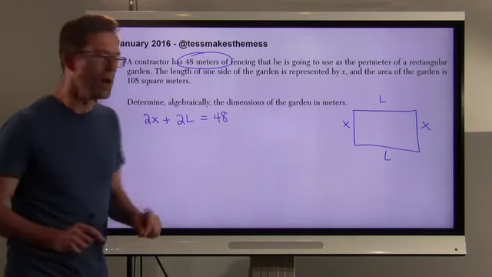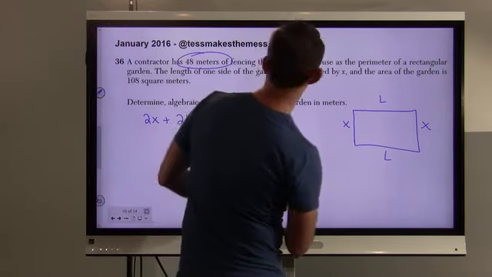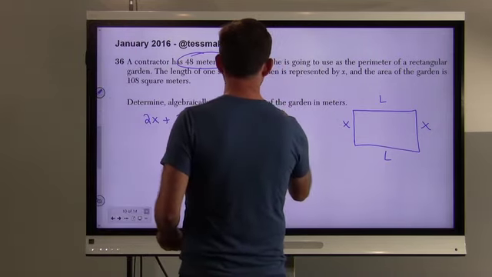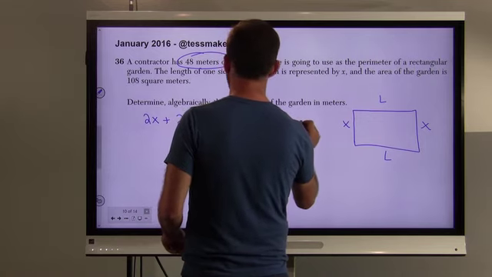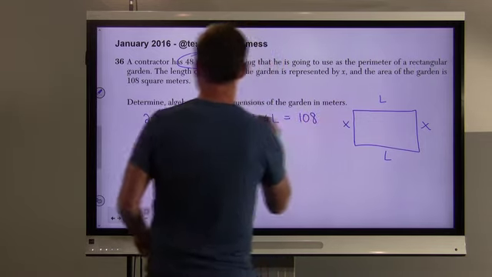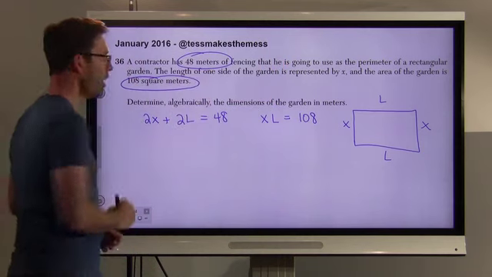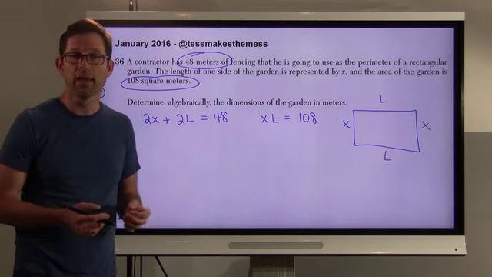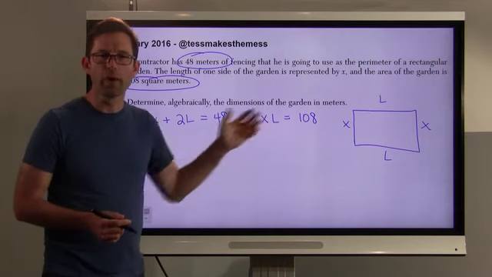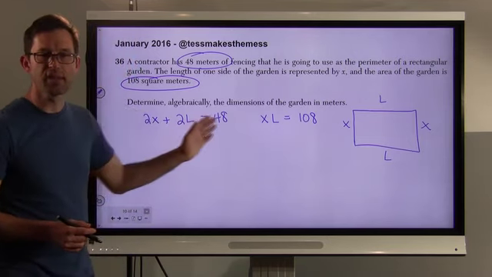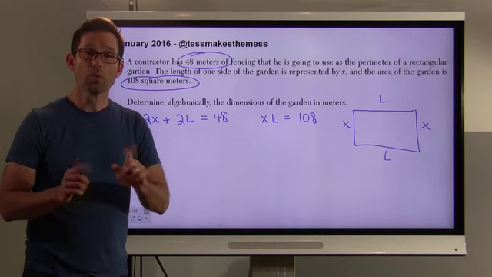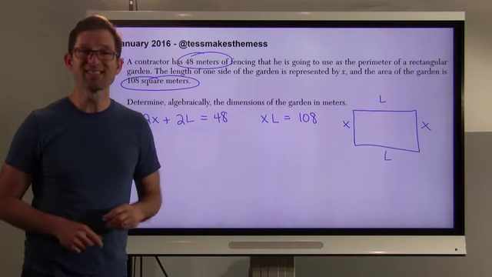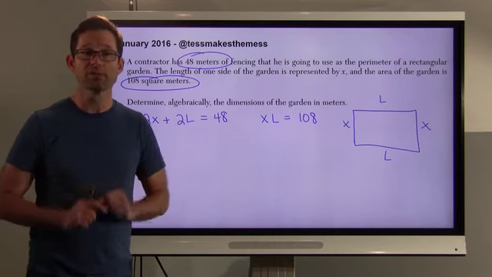The other thing that I know is that when I multiply those two together, x times l, I have to get the area, 108 square meters. That's what I've got to get. But I've got these two equations with two unknowns, x and l. So I'm going to solve this system of equations by doing substitution.